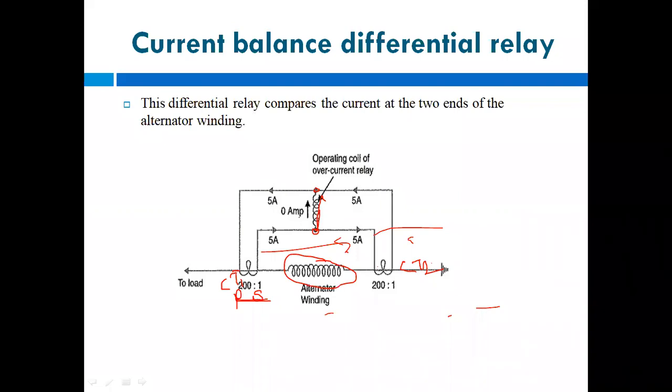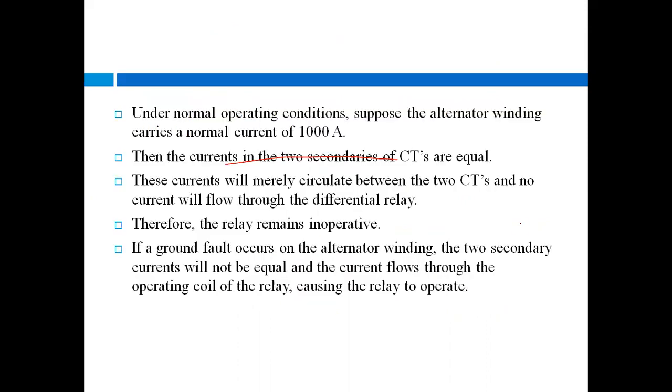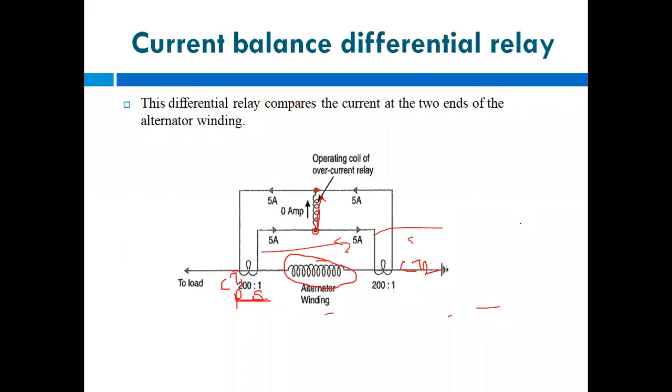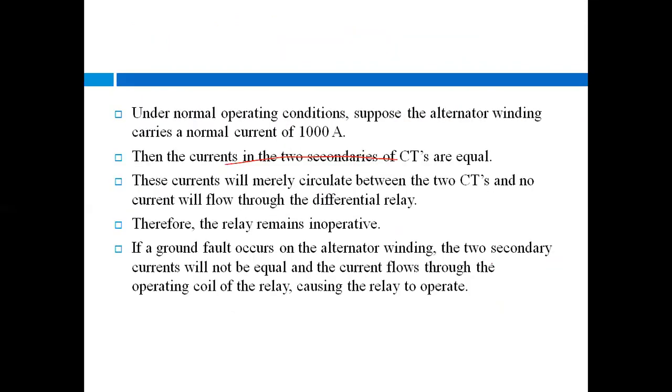Okay. So if the current is the same, meaning incoming current is equal to outgoing current here, then no current will flow through this operating coil. This is your normal working condition. So I hope everyone noted this diagram. All of you noted this diagram?